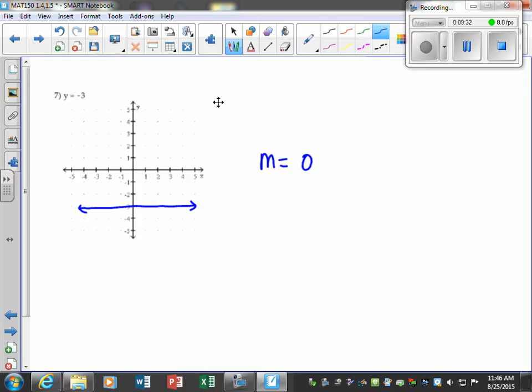So those are your two special cases. If you were doing 2 points and it simplified to be like 0 over 4, that's what that looks like.